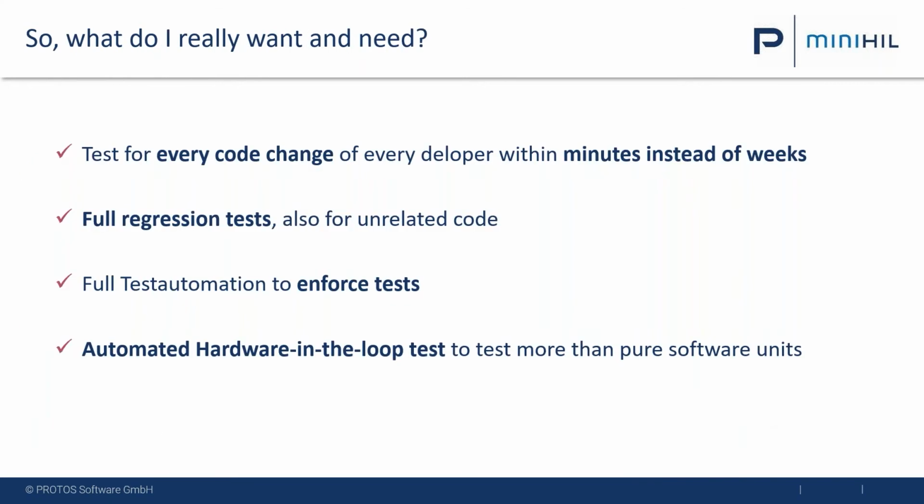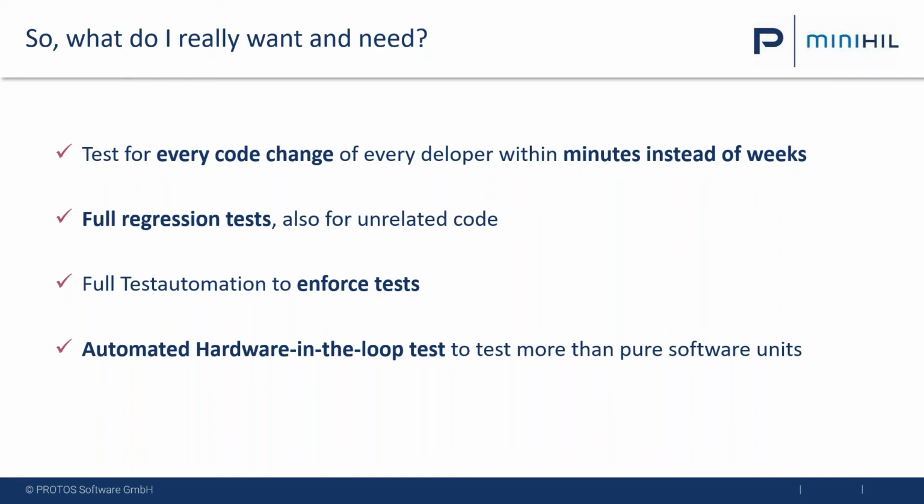So why do I want this, and what do I really want and need? I would like to test every code change of every developer within minutes instead of weeks. I want to run full regression tests also for unrelated code. Probably you know, saying, but I didn't change anything there. Yes, you didn't, but still there's a problem, because we all know software has side effects, especially in embedded systems. So we always want to run a full set of regression tests on every change.